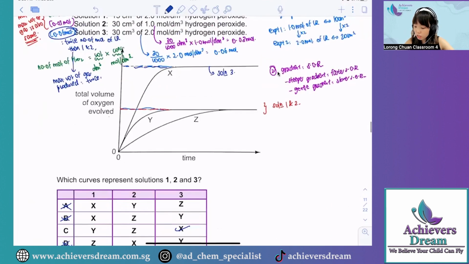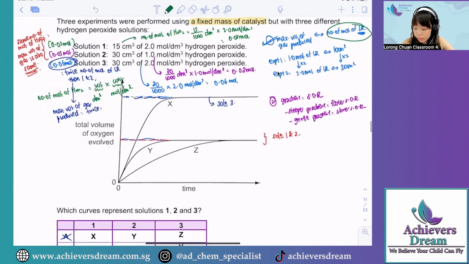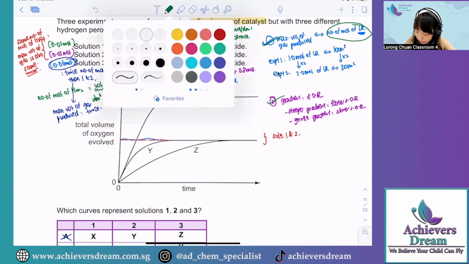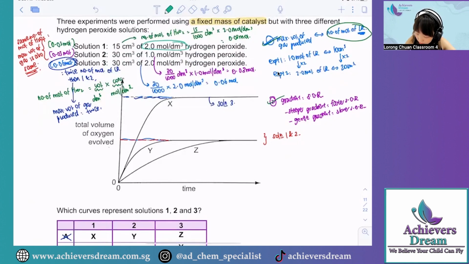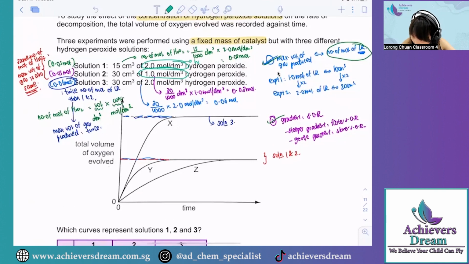But between solution 1 and 2, let's identify. The first aspect is done. Now I'm going to be focusing on the gradient, the speed of reaction, and the factor that I'm going to focus on is concentration. So I'm going to compare the concentration of solution 1 and 2. Solution 1 has a higher concentration compared to solution 2. This means a faster speed of reaction, and it will be represented by a steeper gradient.